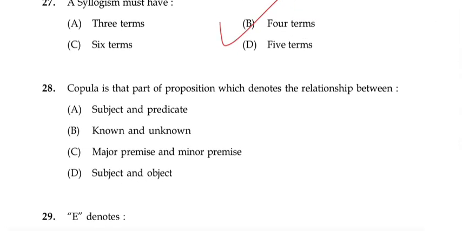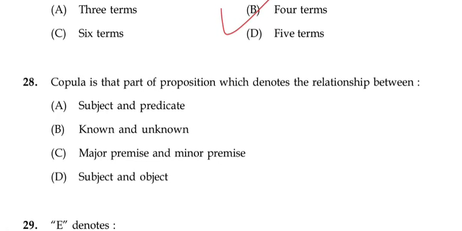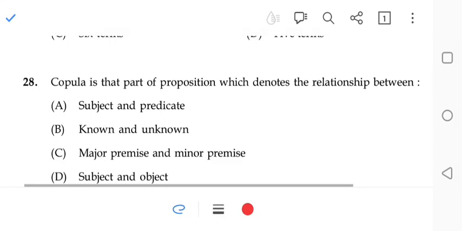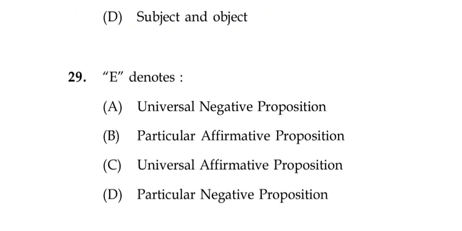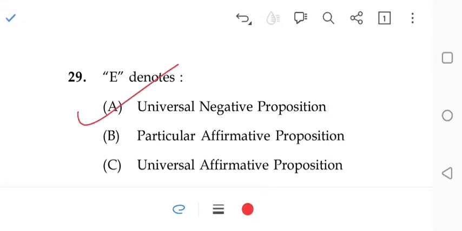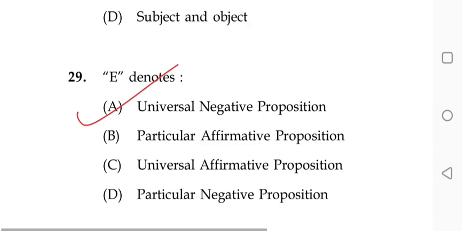28. Copula is that part of proposition which denotes the relationship between what? Subject and predicate, known and unknown, major premise and minor premise, subject and object. 28. Correct answer will be B. It is subject and predicate. 29. E denotes what? Universal negative proposition, particular affirmative proposition, universal affirmative proposition, particular negative proposition. 29, correct answer will be universal negative proposition.